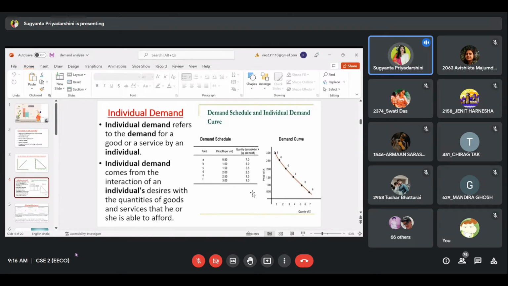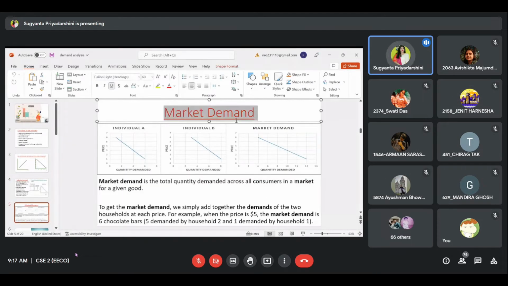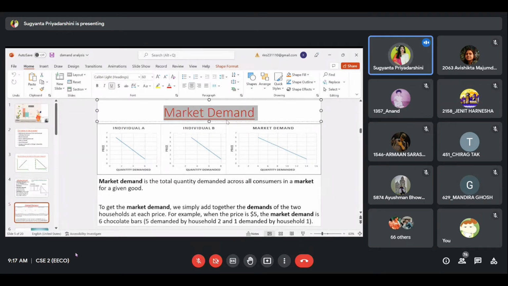Is it clear, guys? What is this individual demand curve? Is it understood? Yes, ma'am. Coming to the next one, that is market demand. Now, what is this market demand? Is it a macro concept or micro concept? Macro. Perfect. Macro. So what is this market demand? Market demand is basically the sum of all the individual demand present in the market.